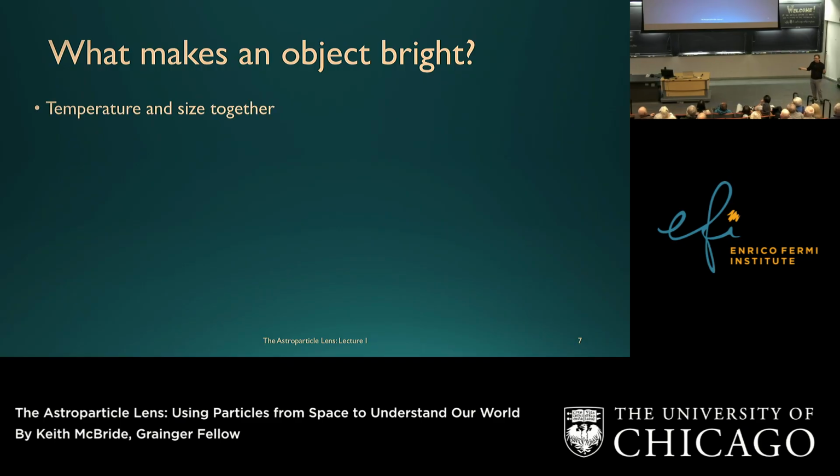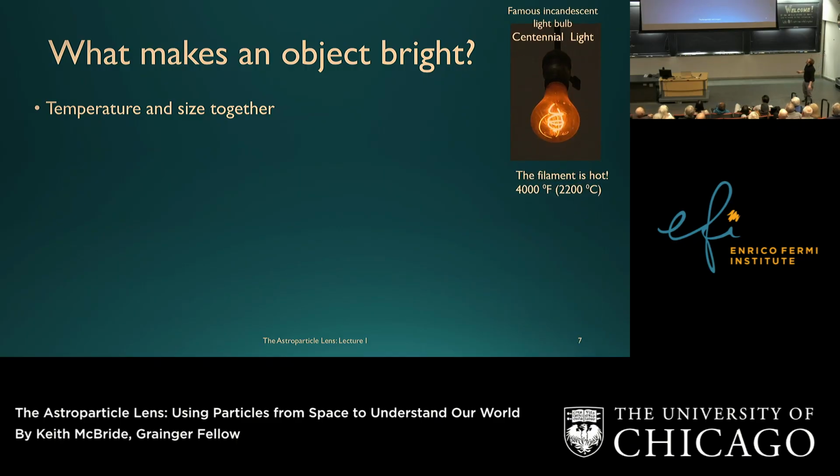This is just a review for some of you, and for a lot of you, this is how astronomy is born too: the temperature and size together determine the brightness of an object. You might not know, some of you younger audience, what an incandescent light bulb is because we don't use them anymore. This is actually a light bulb that has been on for over 100 years. It's called the Centennial Light Bulb.